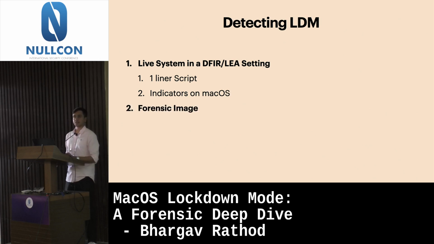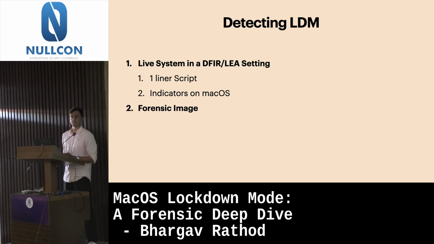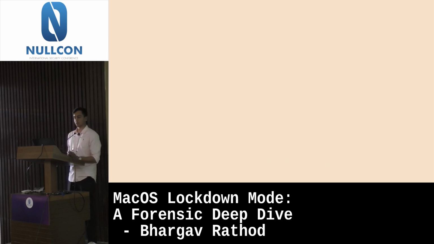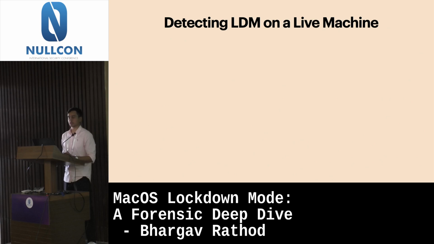Then comes the second part, which is more in the digital forensics realm, which is your forensic image. How do you actually tell if this has been enabled? There are artifacts on the disk and there are log artifacts. These are the two which help you to actually detect lockdown mode. So let's jump into how you actually detect it on a live machine.